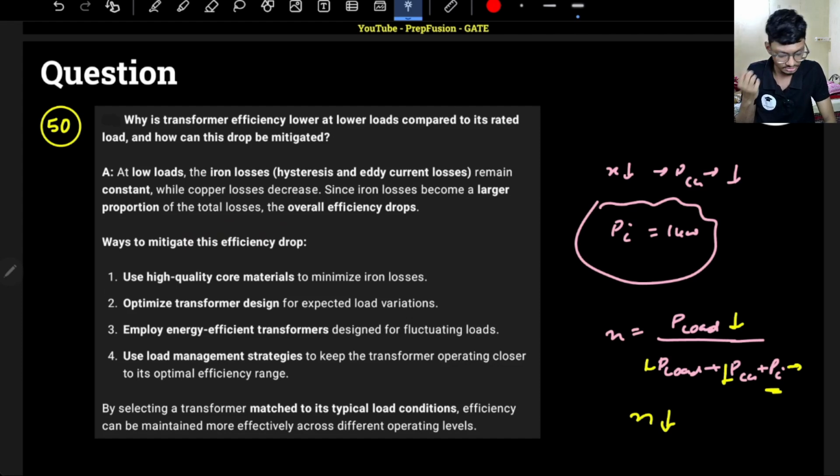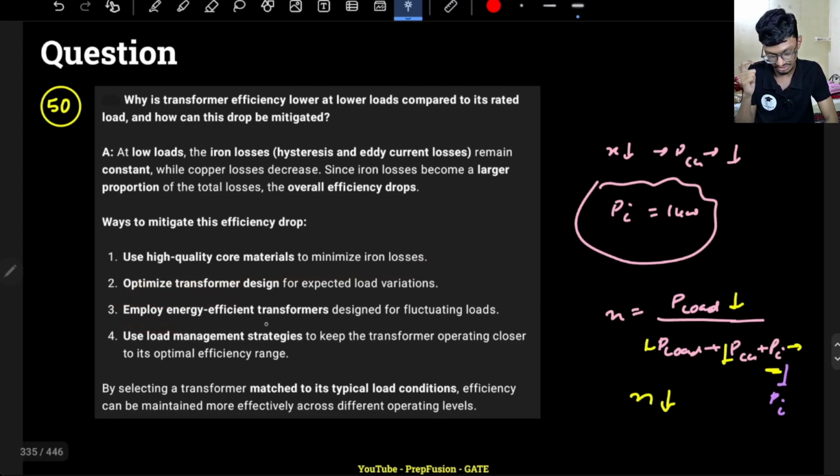How can I mitigate it? One way is to reduce the iron loss. How can I reduce the iron loss? Use better, high quality core materials which can minimize the iron loss, and optimize the transformer design. Employ energy efficient transformers designed for fluctuating loads, and use load management strategies to keep the transformer operating closer to the optimal efficiency range. So one way is you reduce the iron loss, the other way is you don't go to that low level of load. You optimize your load variations so that you never go to x equal to 0.2 or 0.3, you always stay around x equal to 0.7, 0.8.